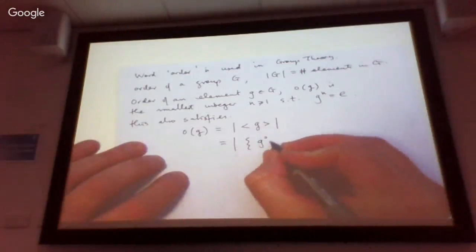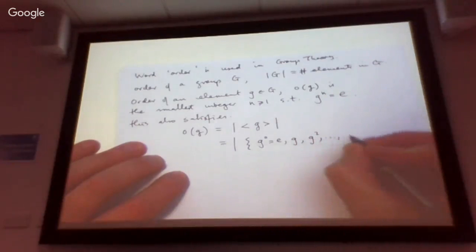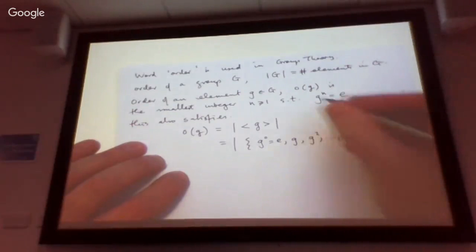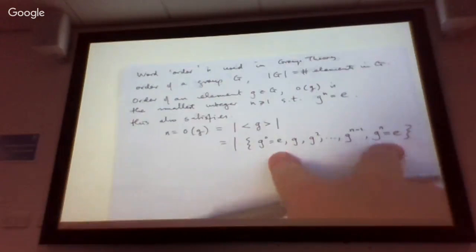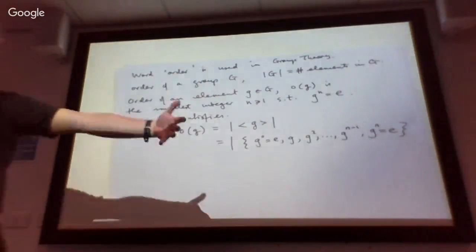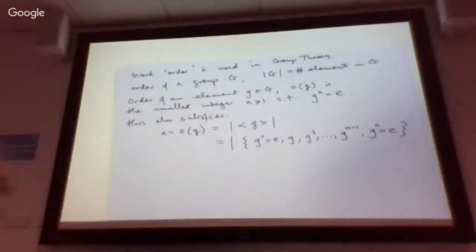You've got g to the 0, which is the identity, g itself, g squared, etc., all the way up as far as g to the n minus 1. But then if you go to g to the n, well, if n is the order of g, then g to the power n is equal to the identity. So you're just relisting that first element. And if you go on and look at g to the power n plus 1, that will just be equal to g, because g to the n is the identity. Okay. So really they're the same concept, because the order of the group element, we understand now, is just the order of the subgroup generated by that element.